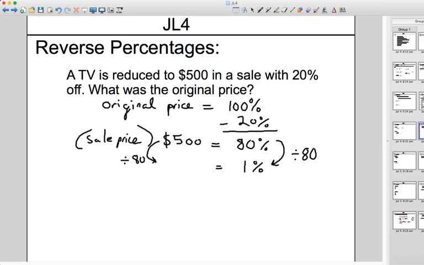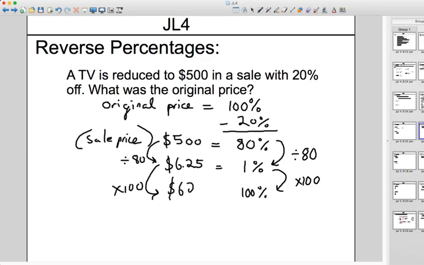Gives me 6.25. So I know that 1% of the original price was $6.25. I need to find out though what 100% is, which means I have to multiply by 100 and multiply this by 100. That gives me $625, which is the original cost. Okay.